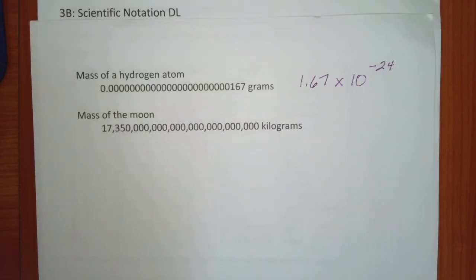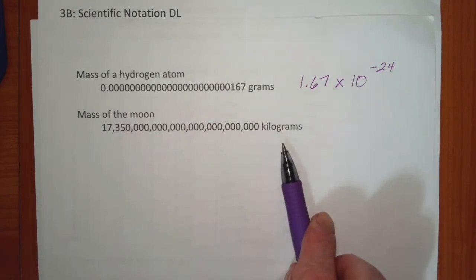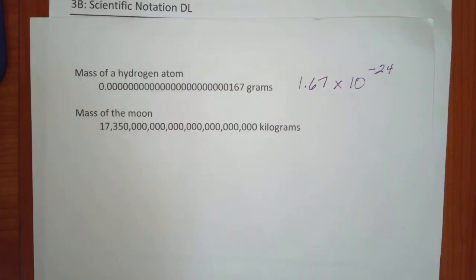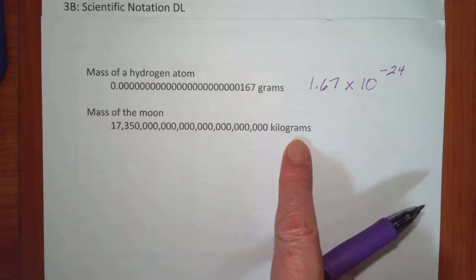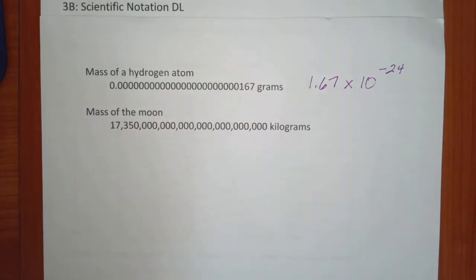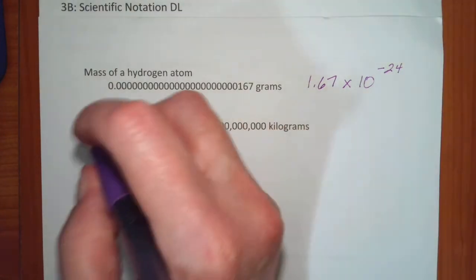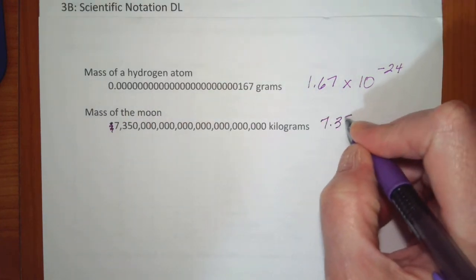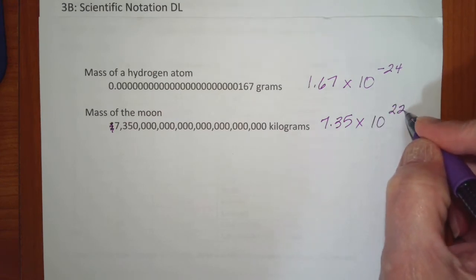On the flip side, this is the mass of the moon, or the weight of the moon, in kilograms. There are just a bunch of zeros and commas. I could make all kinds of mistakes with this, and if I was doing computations and had to write it down every time, it would be really confusing. What I can do instead is write this as 7.35 times 10 to the 22.